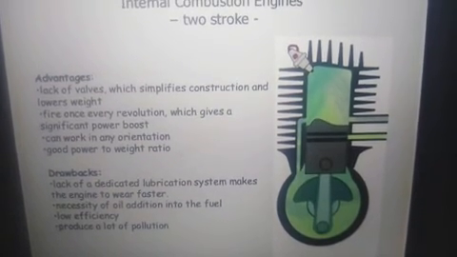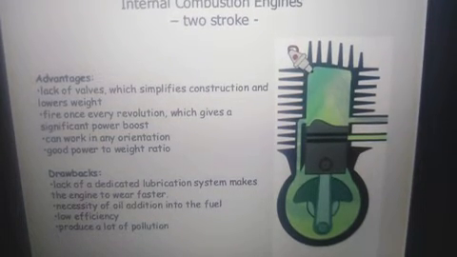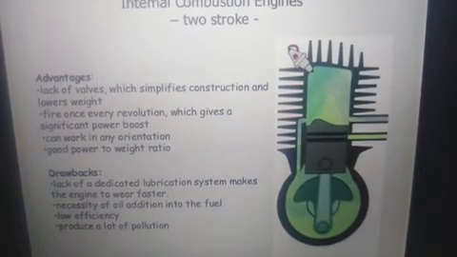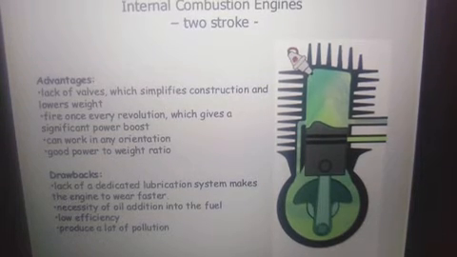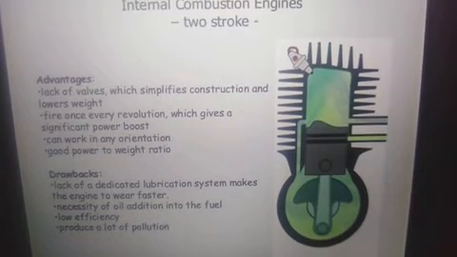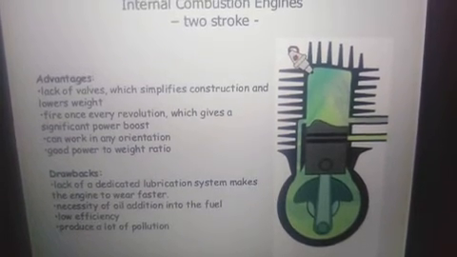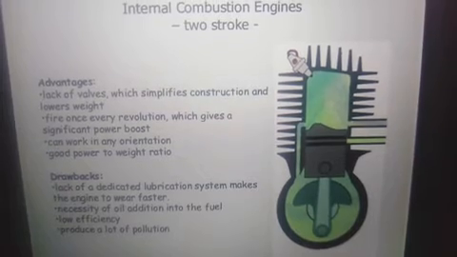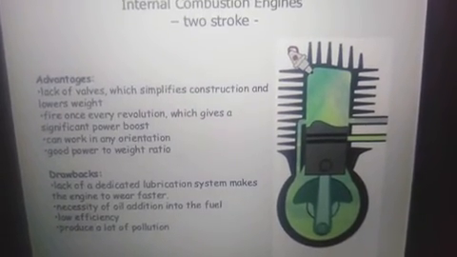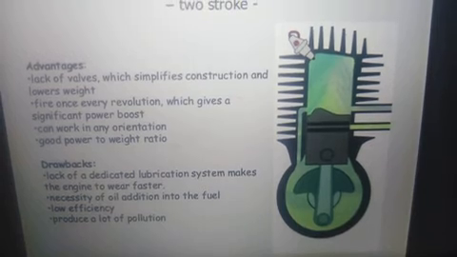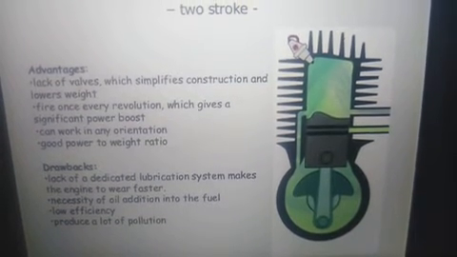Can work in any orientation, that is at any angle. Two-stroke engine works better at any angle at which it is placed in the automobile. Okay, good power to weight ratio, that is weight of that engine is lower but power given by that engine is maximum. That is why these engines are used in maximum automobiles or in maximum applications. And then what are the drawbacks? The above are the advantages which give the importance of two-stroke engine in our daily life.